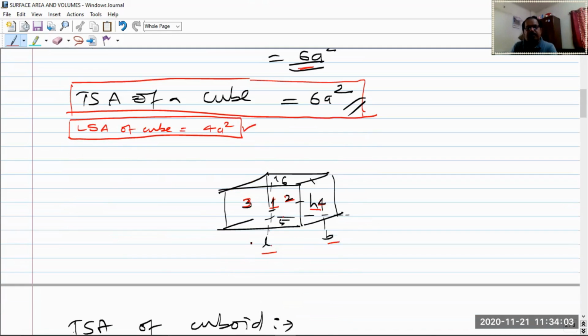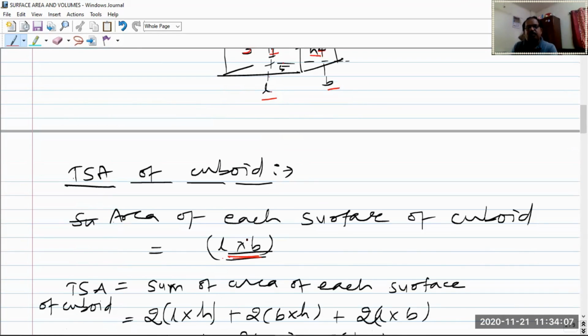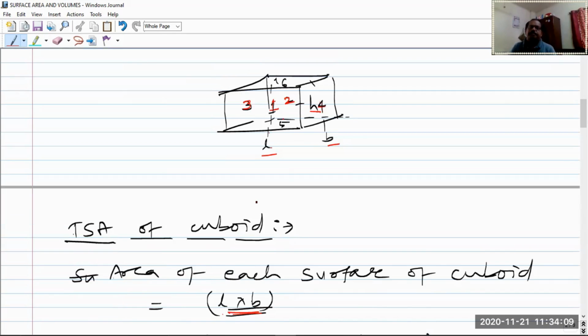After that, we can also find the lateral surface area of a cuboid. What will be the lateral surface area of the cuboid? Again, it is the sum of the areas of the surfaces number 1, 2 and 3, 4, right? The surfaces 1, 2 have the dimensions L and H, so it will be twice LH. Similarly, surfaces 3 and 4 have the dimensions B and H, so it will be twice BH. So you can say it is twice LH plus BH.